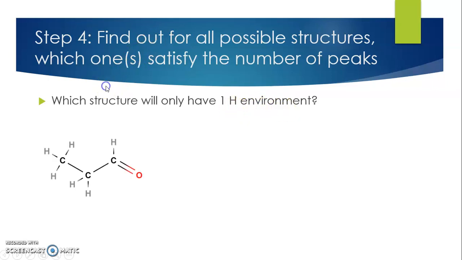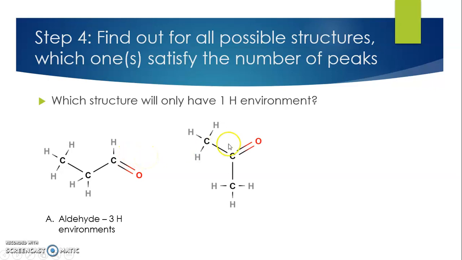This is step 4. Okay? The aldehyde, no, it's actually 1, 2, 3 different hydrogen environments. 3 different hydrogen environments should produce 3 different peaks on the spectrum. But since we only have 1 hydrogen peak on the spectrum, that cannot be it.